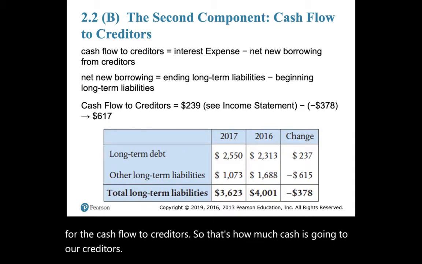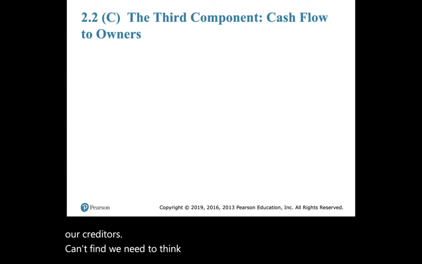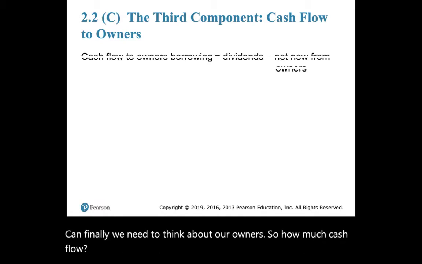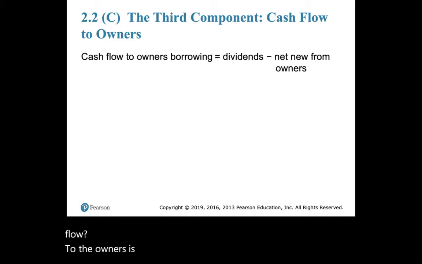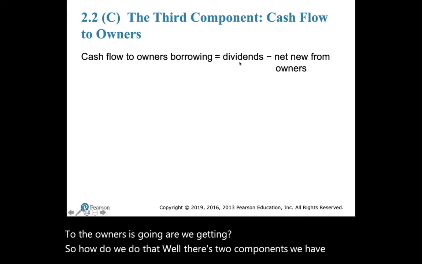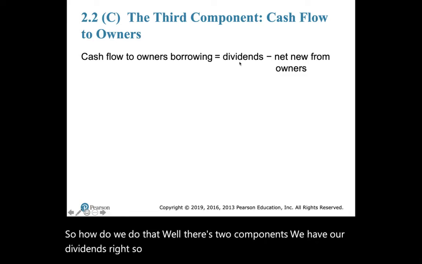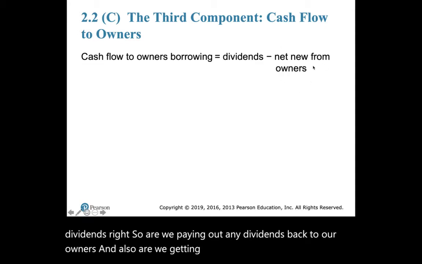Okay, and finally, we need to think about our owners. So how much cash flow to the owners are we getting? How do we do that? Well, there's two components. We have our dividends, right? So are we paying out any dividends back to our owners? And also, are we getting any additional cash from our owners in terms of common stock?